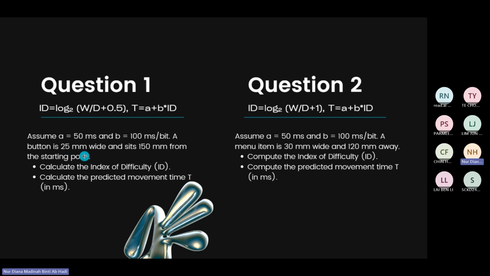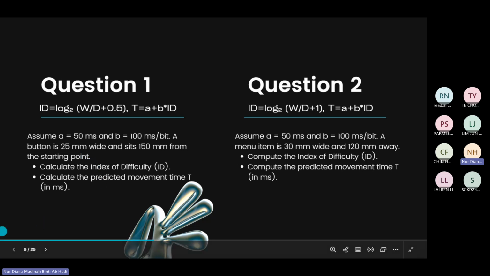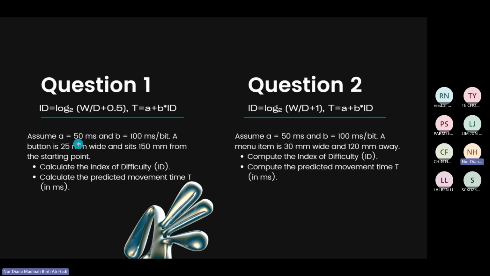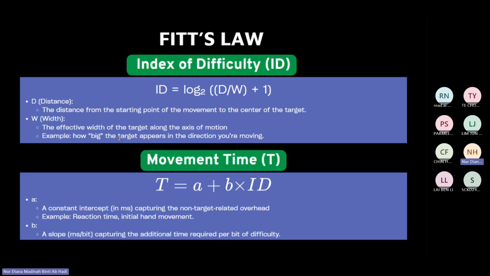First, read the question properly, analyze it and extract the main important points. For example, assume A equals 50 ms and B equals 100 ms per bit. A and B are already given to you. Extract them out: A is what, B is what. And then they say the button is 25 wide. The keyword here is wide. And it sits 150 from the starting point. Which one is which? You have to identify. Okay, so go back to this one.